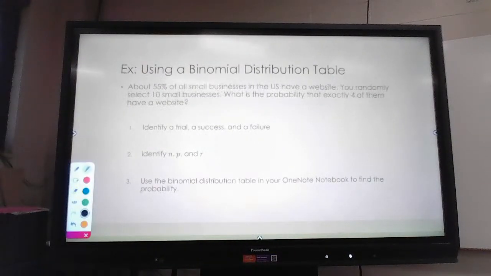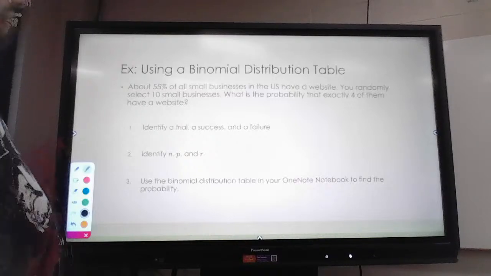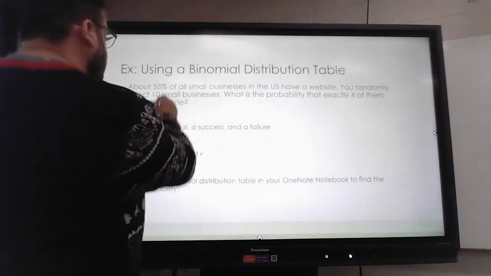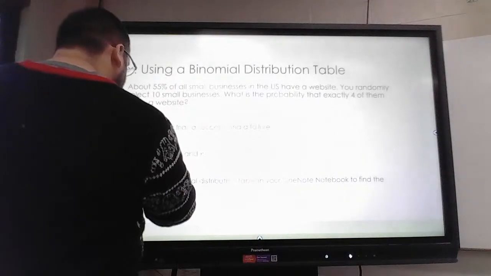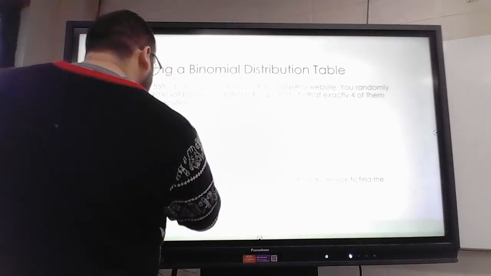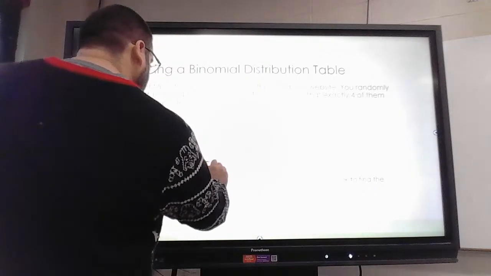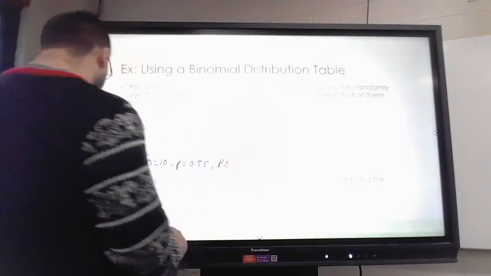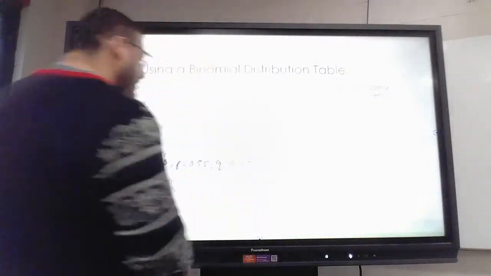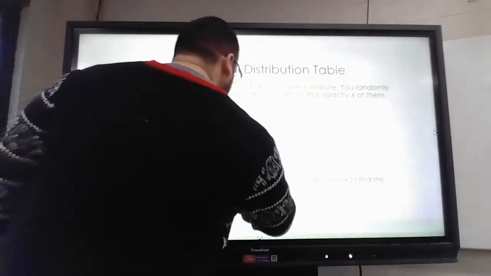About 55% of small businesses in the US have a website. You randomly select 10 small businesses. What is the probability that exactly 4 of them have a website? You work this the exact same way. How many small businesses do we select? That's 10, so N is 10. Probability of success is 55%, so P is 0.55, and Q is 0.45. I'm looking for an R of exactly 4.